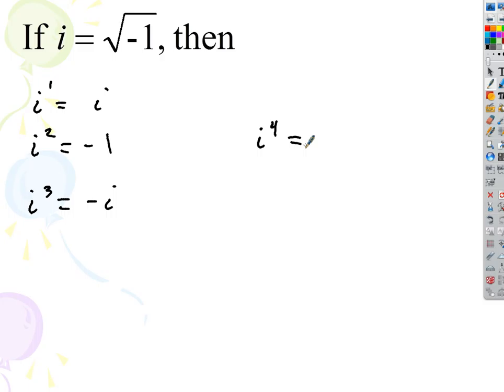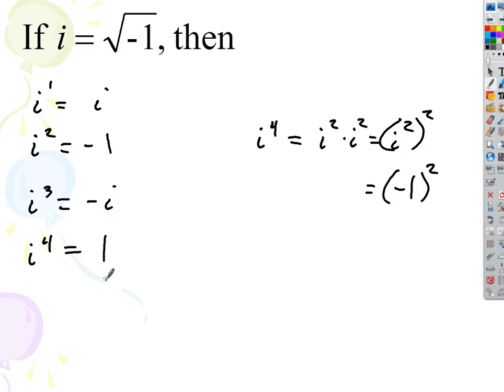But it might be easier to do i squared times i squared, which is really just the same thing as i squared squared. So what's i squared? Negative 1. And what's negative 1 squared? 1. So i to the 4th always equals 1.